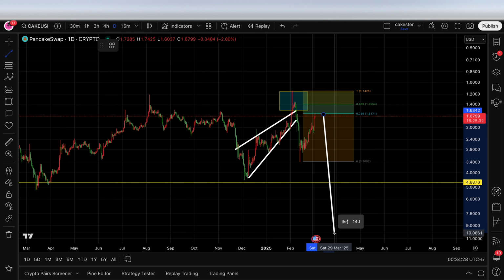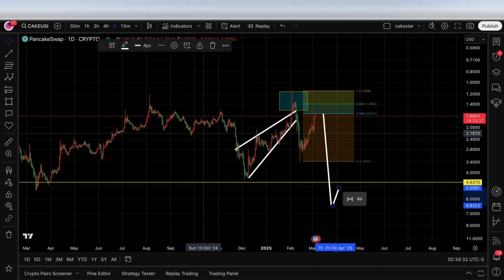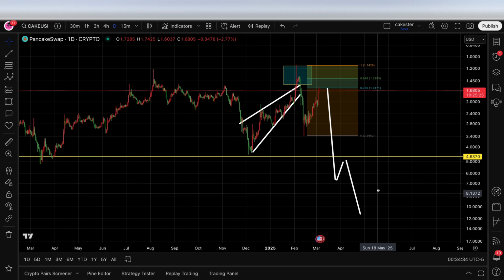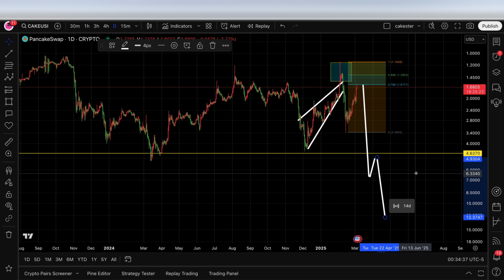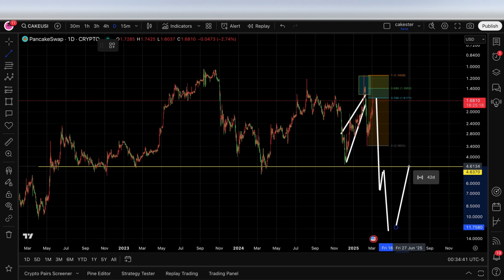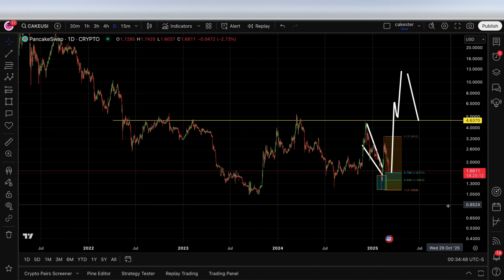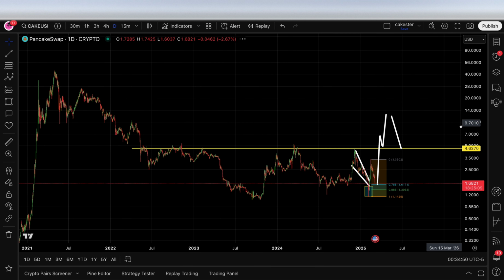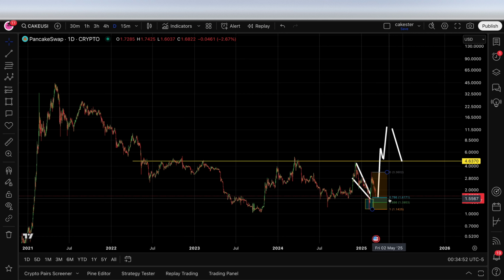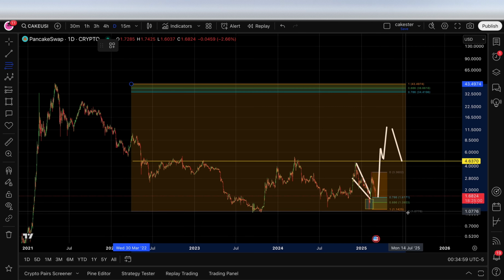So I'm thinking a move to around the $10 to $12 region before we come down to tap these range highs. If we invert the chart again, this is what I would be expecting. And remember, this 786 has to hold in order for this scenario to play out. Otherwise, we would have to reevaluate.